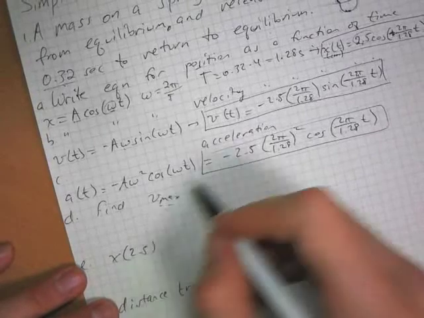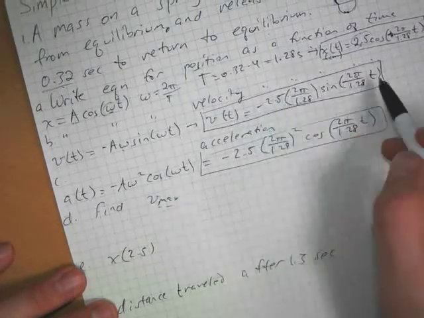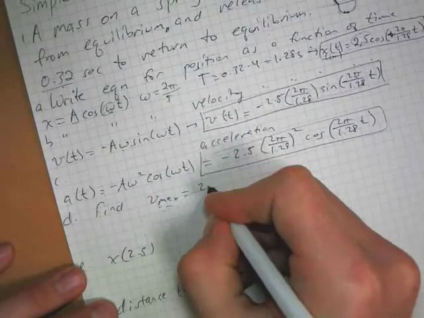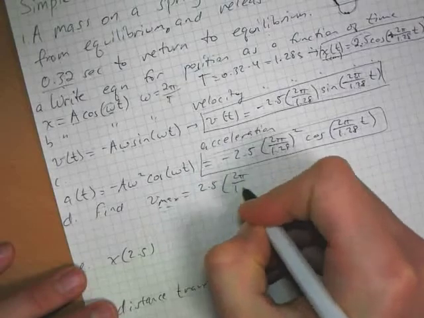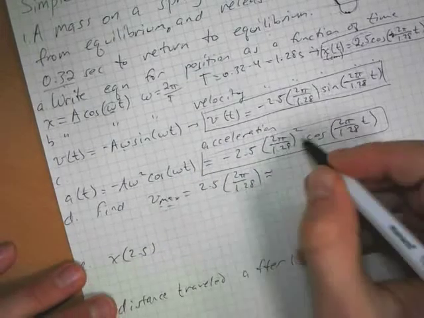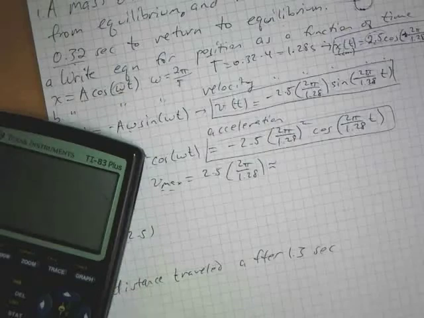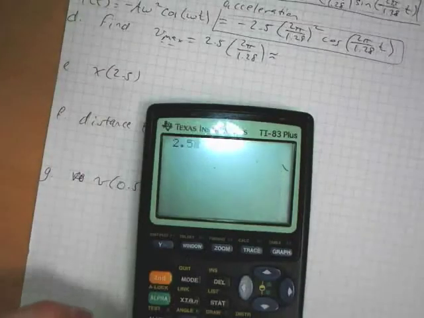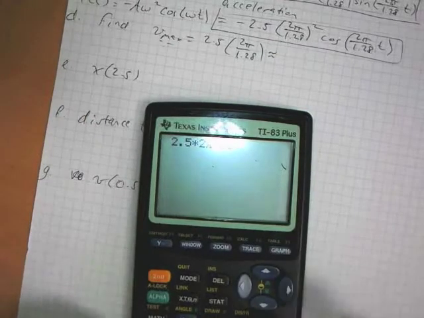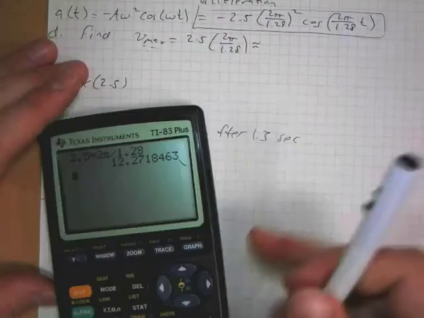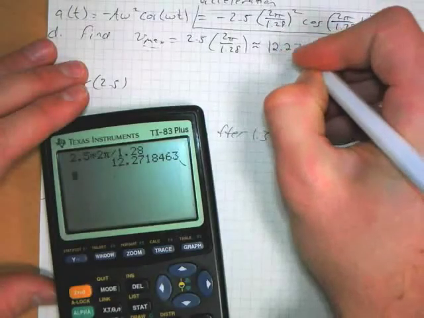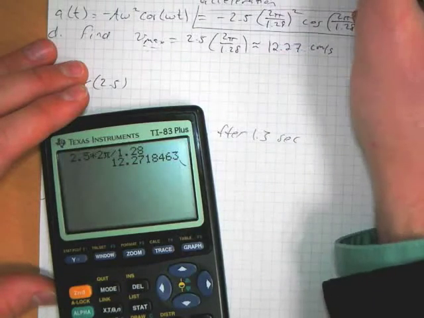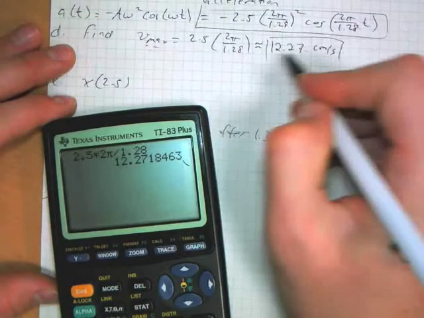Still, maximum velocity, also very straightforward. We know it's the maximum value of this function, and that happens when sine is 1. So our Vmax is just this coefficient out here, 2.5 times 2 pi over 1.28. In this case, since we're actually calculating a number, I would prefer a decimal, 2.5 times 2 pi over 1.28, which is about 12.27, whatever. And keep in mind that our 2.5 was in centimeters, so this would be centimeters per second.